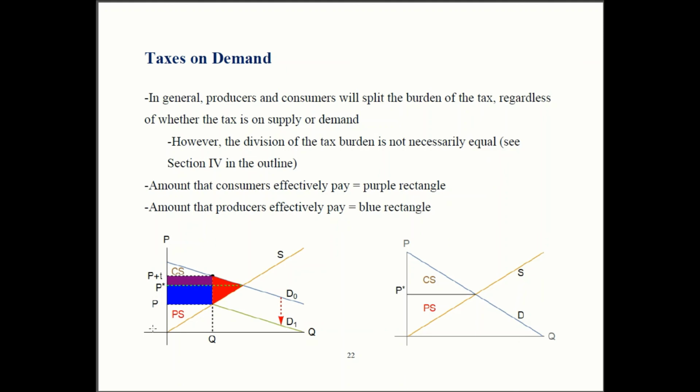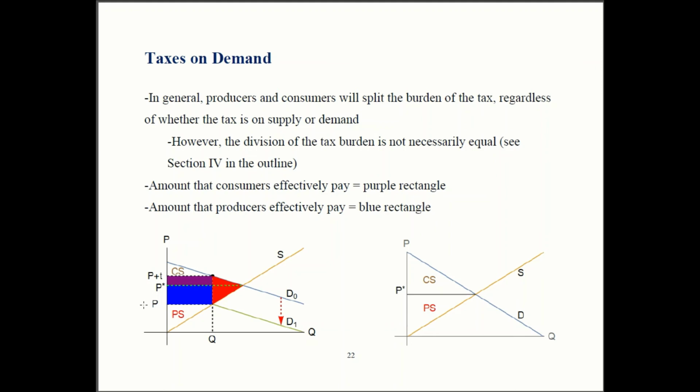For producers, it's going to be the blue rectangle. They used to receive a price P star whenever they sold a unit. However, once you put this tax in place, consumers started buying less, demand fell. Because demand fell, producers had to lower price. So now price went down from P star to P. So even though the tax is supposed to be hitting consumers, the producers are being hit by it as well in the form of lower prices.